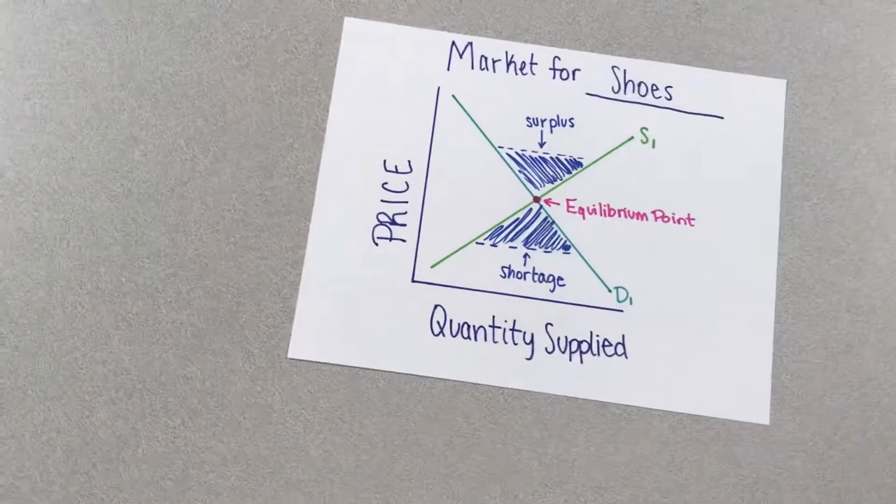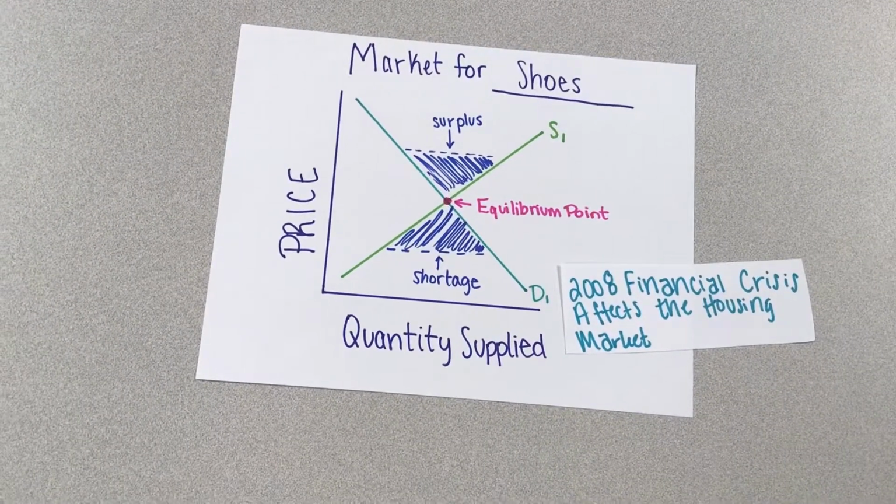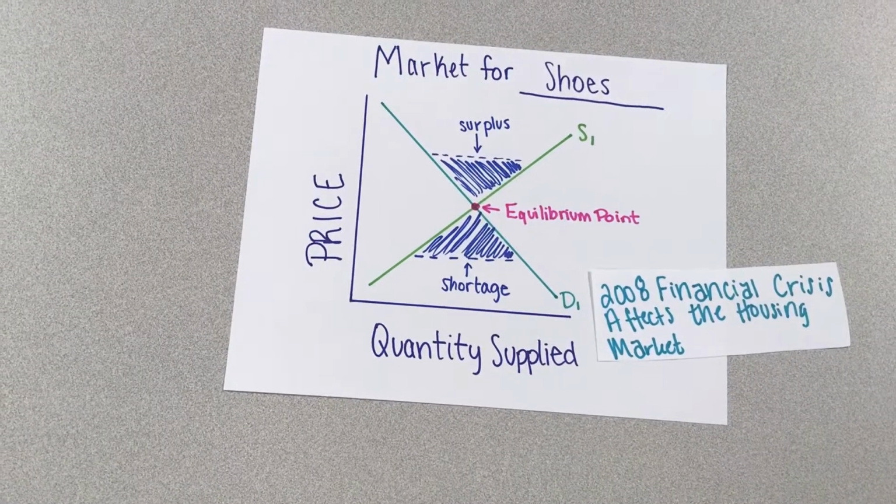For example, the 2008 financial crisis caused the housing market to experience significant imbalances. Large-scale natural disasters can also cause a disruption in this balance.